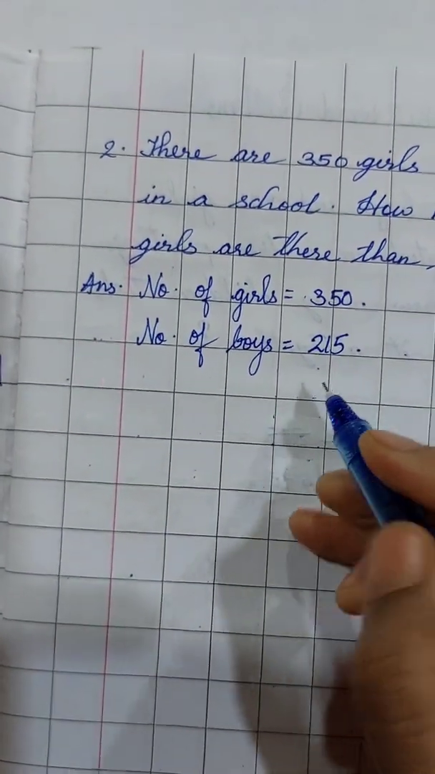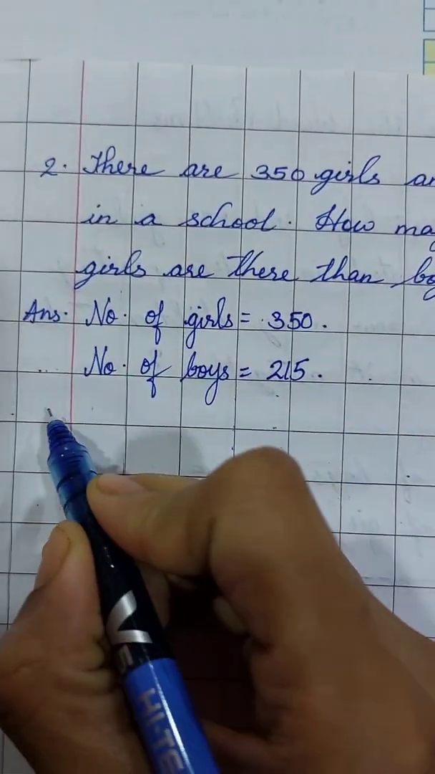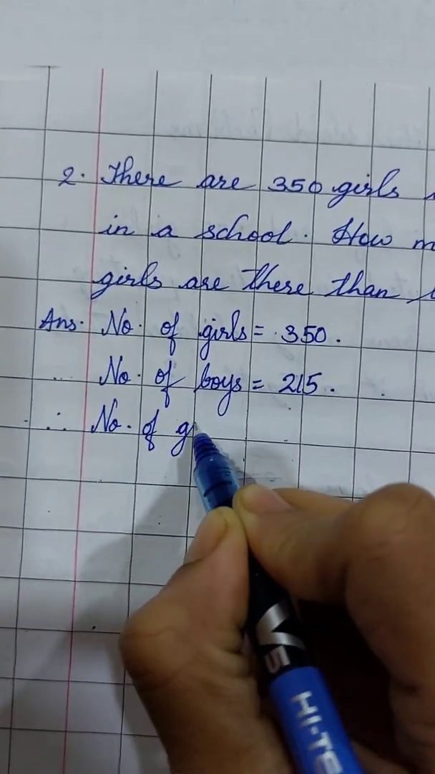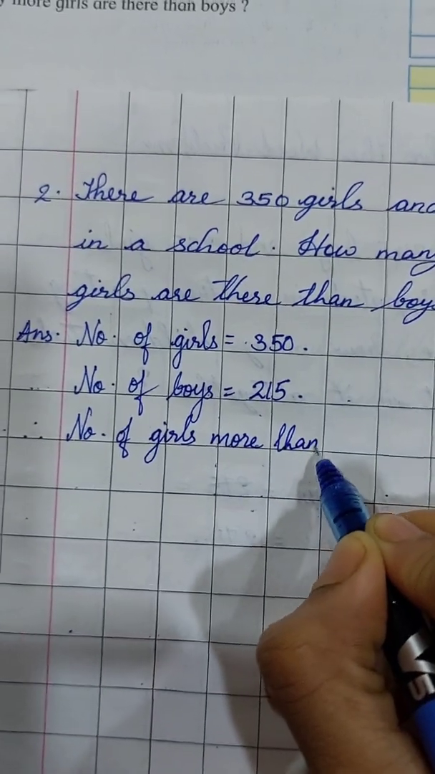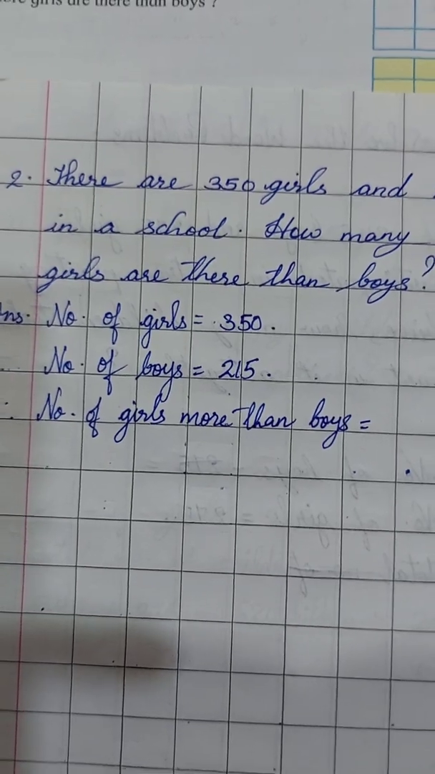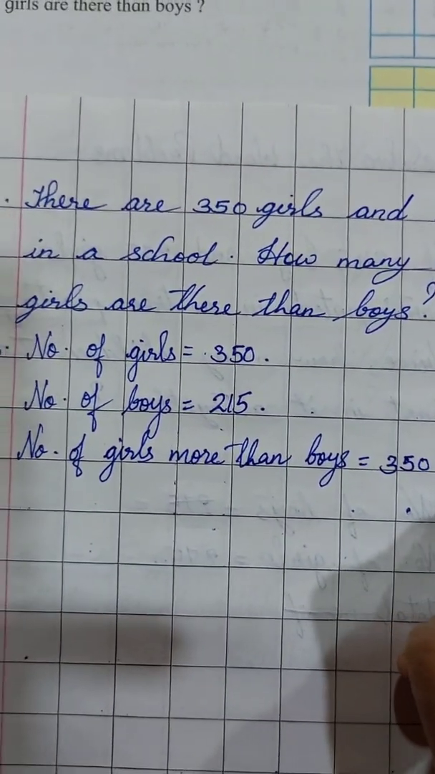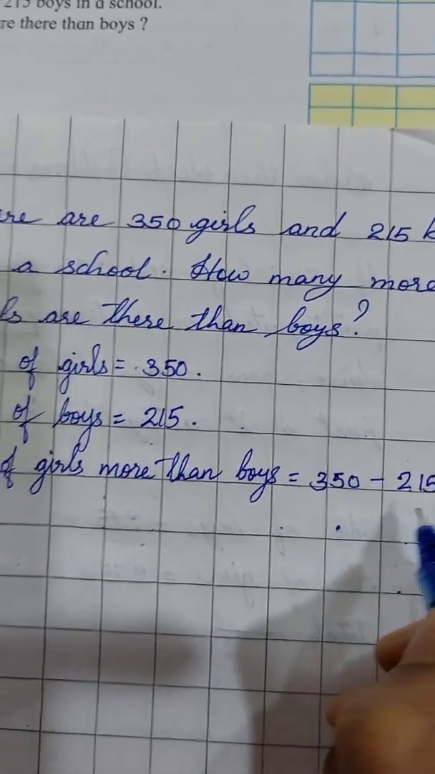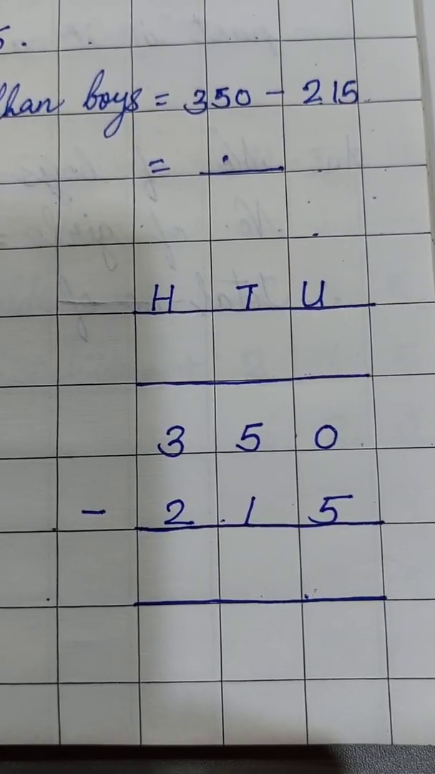Then the last statement based on the question. How many more girls are there than boys? So therefore number of girls more than boys. Now what are you going to do? Yes, you're going to subtract the number of boys from number of girls. So 350 minus 215. You're going to solve this sum and get the answer.